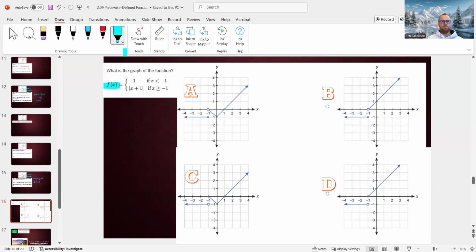Okay, f of x equals -1. That should be a flat line at -1. I see that everywhere. Okay, interesting. If x is less than -1, so my arrow should be going left. My goodness, all of these arrows are going left. So they're all at -1. We look at which ones are an open dot because it's not or equal to. So D is out. Couldn't eliminate much. Actually, C is also out.